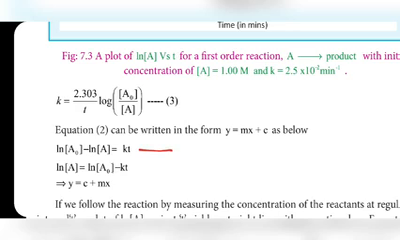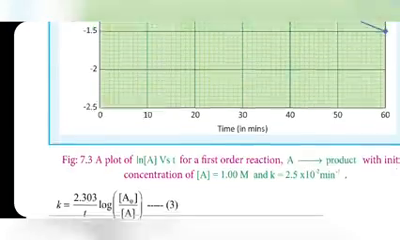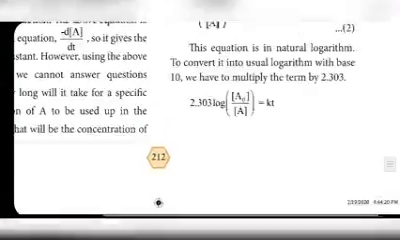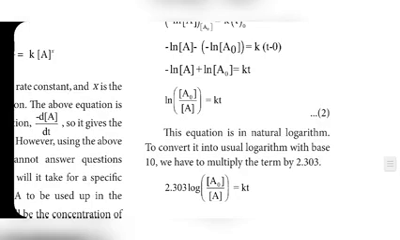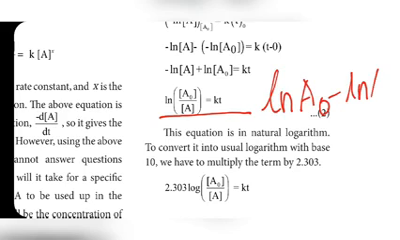This equation is obtained from equation 2, that log equation: log a naught by a is equal to kt. Already you know, in log if minus is there means we can put divided by, and if divided by is present means we can put minus. So we will get log a naught minus log a is equal to kt.